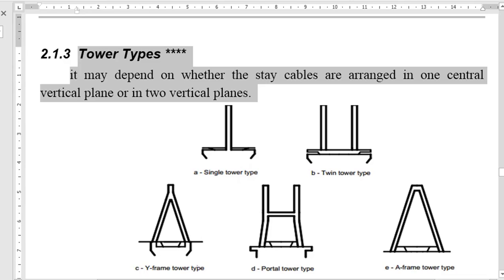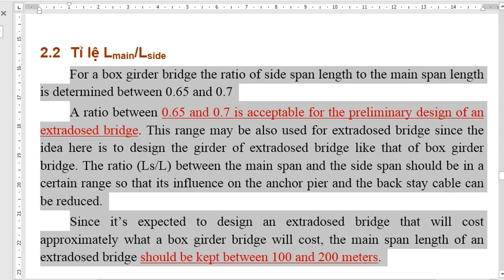Tower types. It may depend on whether the stay cables are arranged in one central vertical plane or in two vertical planes. For a box girder bridge, the ratio of side span length to the main span length is determined between 0.65 and 0.7. A ratio between 0.65 and 0.7 is acceptable for the preliminary design of an extradosed bridge. This range may also be used for extradosed bridges, since the idea here is to design the girder of an extradosed bridge like that of a box girder bridge.